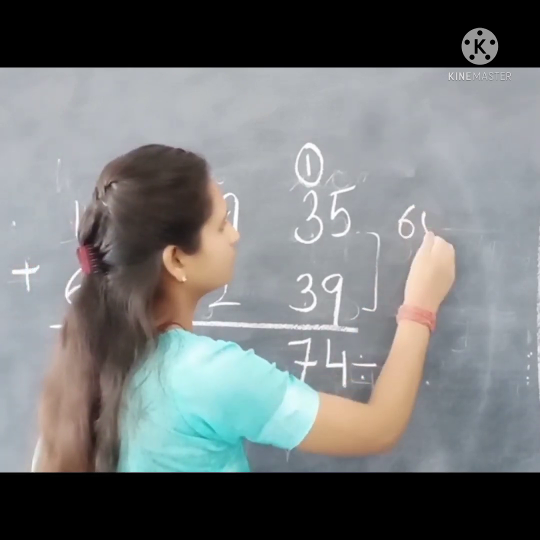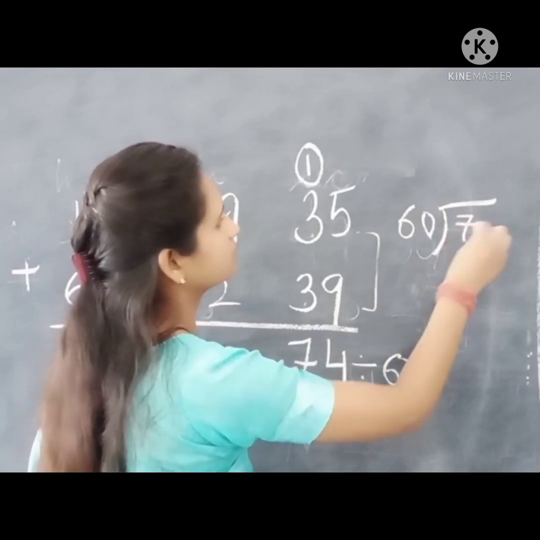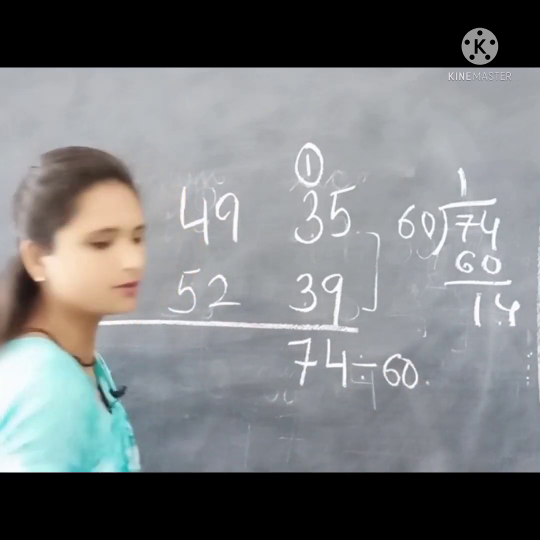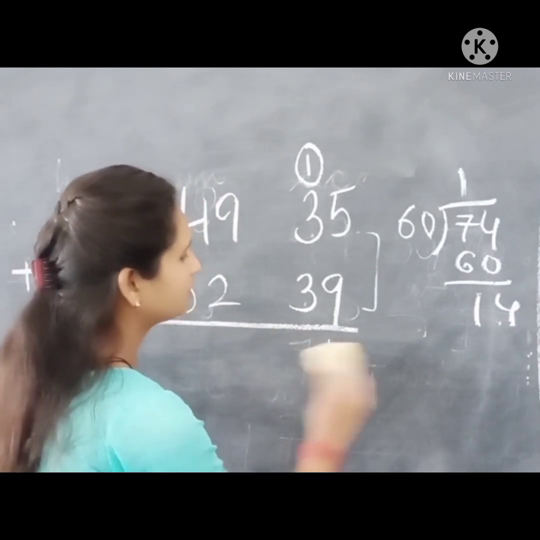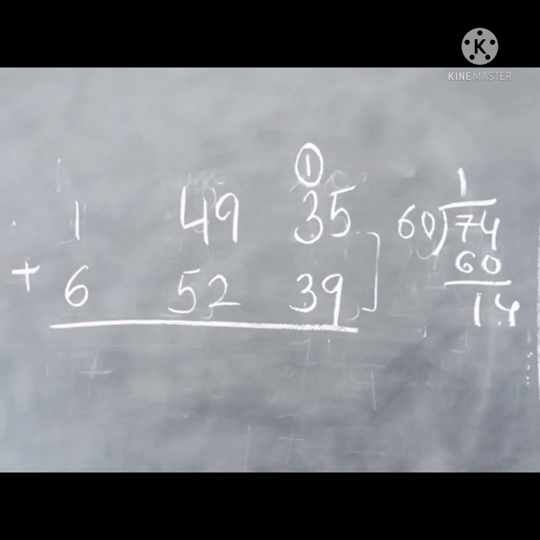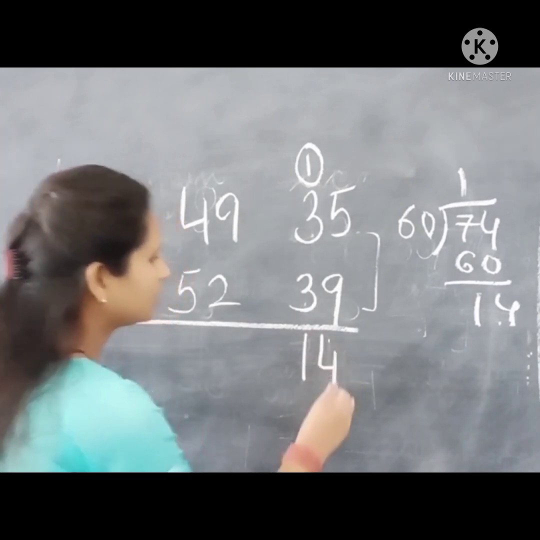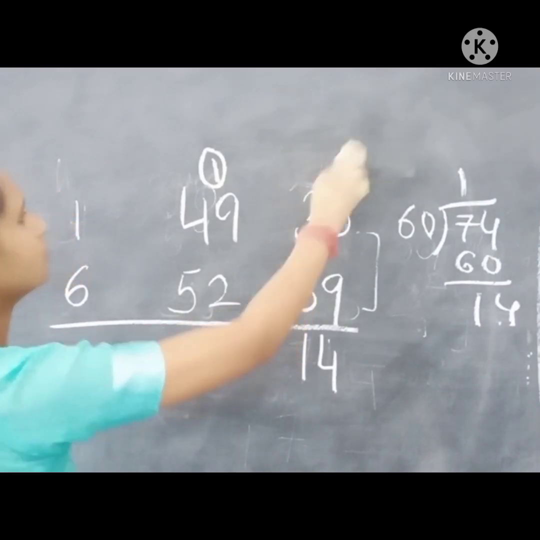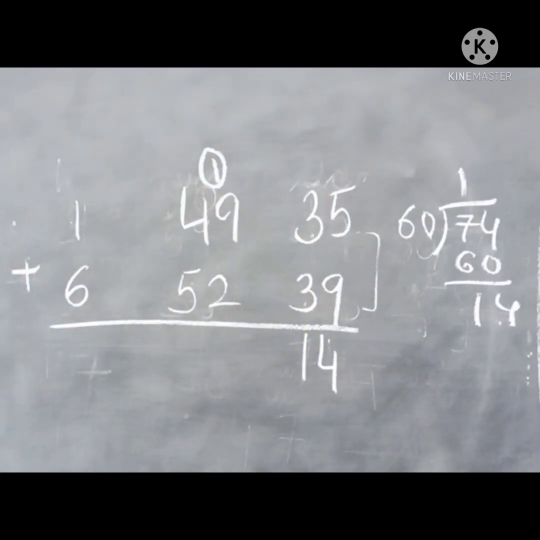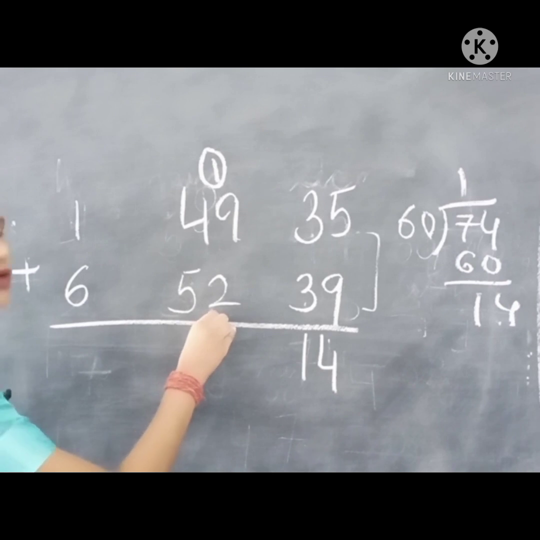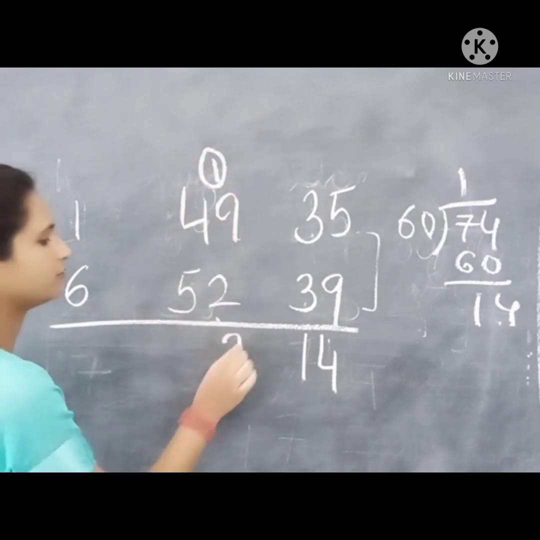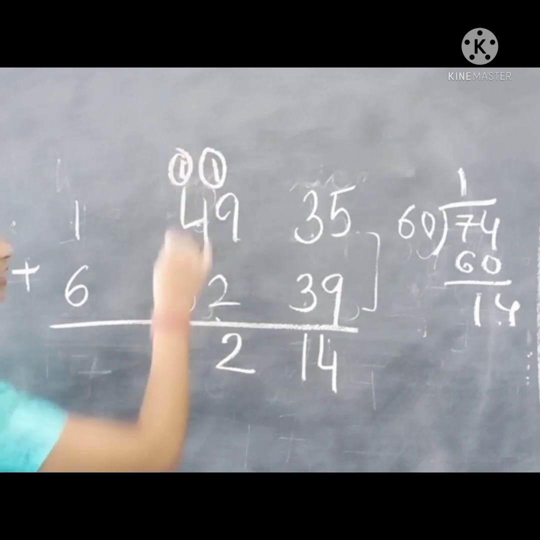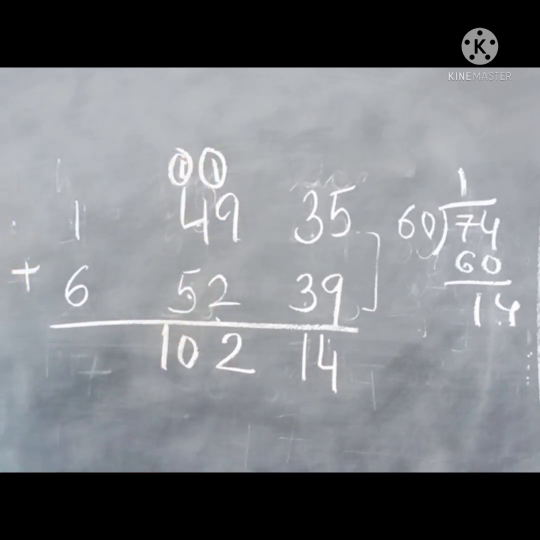Now let's solve it roughly. 60 ones are 60, 4, 40. Okay. Now we have to rub this. And we have to write here 14 and 1 will go as carry, and rub this carry also. Now 9 plus 2, 11 plus 1, 12. 2 here and 1 will go as carry. 5 plus 4, 9 plus 1, 10, 102.